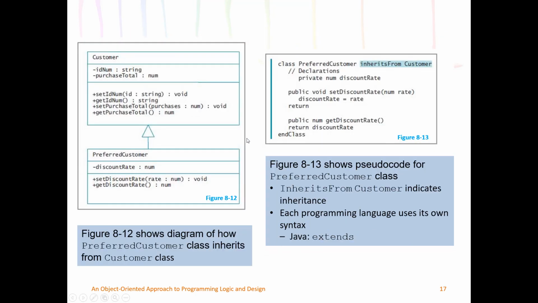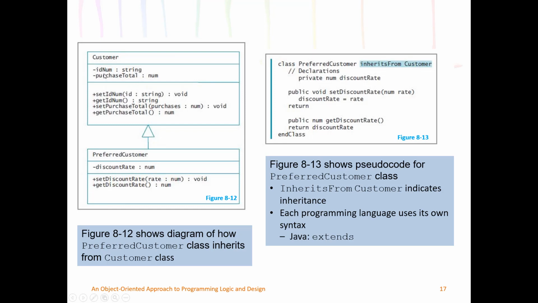Now, what if I want to create a preferred customer class? Now I can start all over again and put in ID numbers and purchase totals and set ID number and get ID number and set purchase total and get purchase total. Or I can just inherit it. And here is a flow chart showing the preferred customer. It inherits, the arrows going up, from customer. These are class diagrams. Here, preferred customer, you just put in the pseudocode inherits from customer. And notice the only difference between them is the preferred customer will have a discount rate.